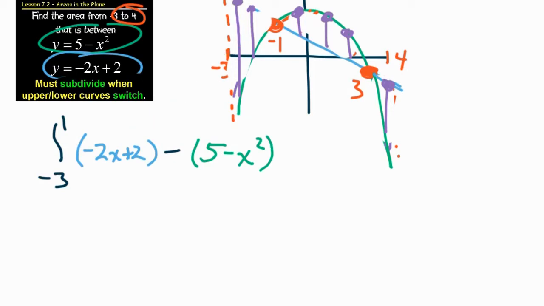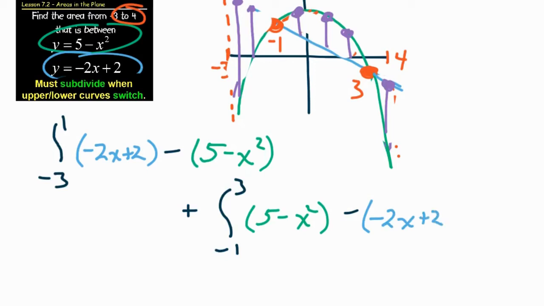But then I'm going to have to add to that my next section that goes from -1 to 3 of the reverse of the parabola being on the top and the straight line, the linear graph, being on the bottom. And one more time, from 3 to 4 and back to where I originally was, the linear minus the parabola.